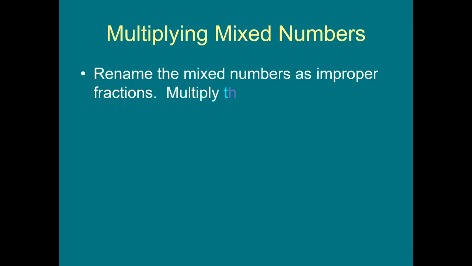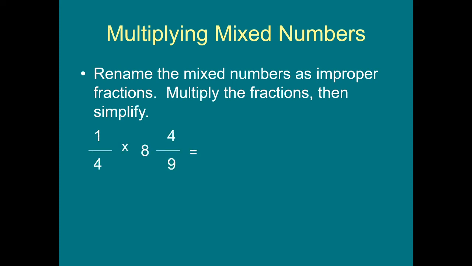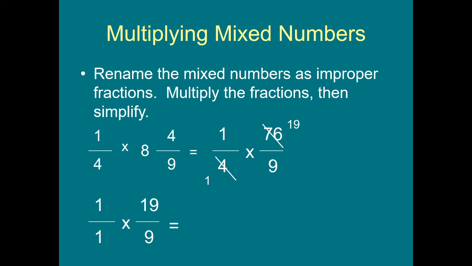Now, when multiplying mixed numbers, rename the mixed number as improper fractions and multiply the fractions, then simplify. For example, 1/4 times 8 4/9. We now have 1/4 multiplied by 76/9. What did we do there? Well, we simply multiplied the fractions. And now we're going to simplify our numerator and our denominator. And we'll end up with 1/1 and 19/9, which will give us 19/9.